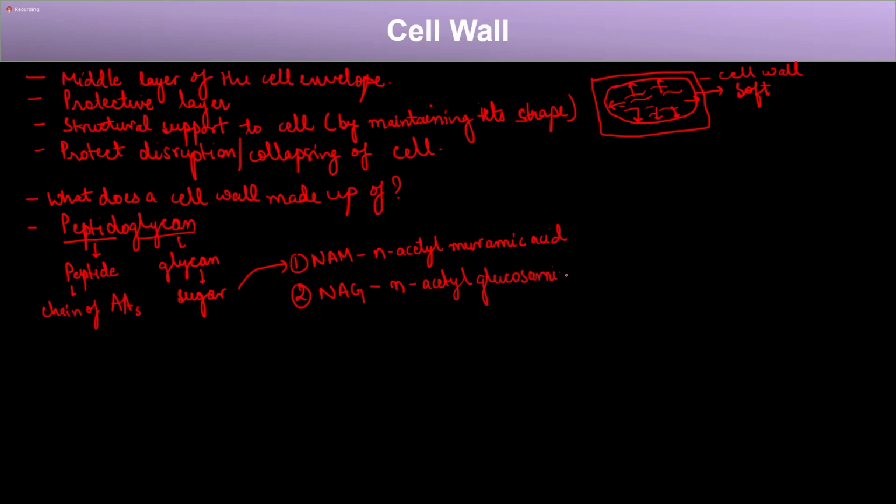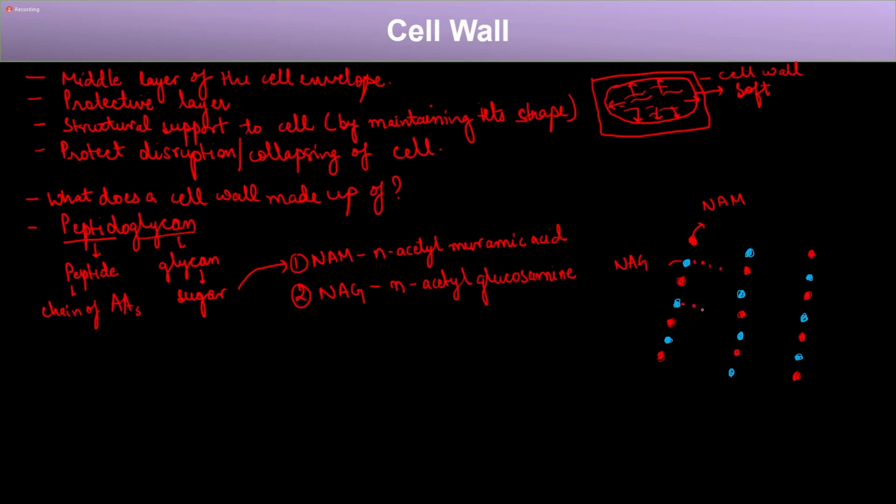So what is N-acetyl glucosamine? It is a modified glucose. It has glucose in its name, so it is a modified glucose sugar. Now, how does the structure of a cell wall look? Here I have drawn this. The red dots represent NAM, and the blue dots represent NAG. These NAM and NAG, the sugar moieties, are arranged alternately.